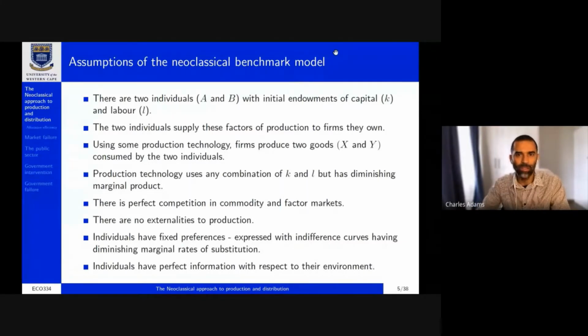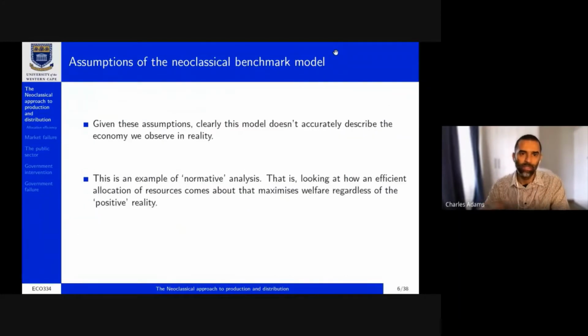So you'll notice that a lot of these assumptions are very simplified and somewhat unrealistic, right? So this is clearly not a model that is going to provide you with an accurate description of the world that we observe around us. Now, this is what you might call a normative analytical framework. So in session one, we distinguish between normative views and positive views, or normative and positive statements. And we can also do normative and positive analysis, right?